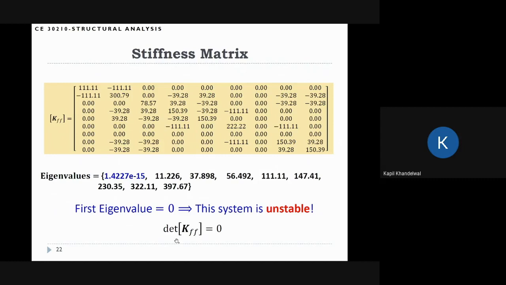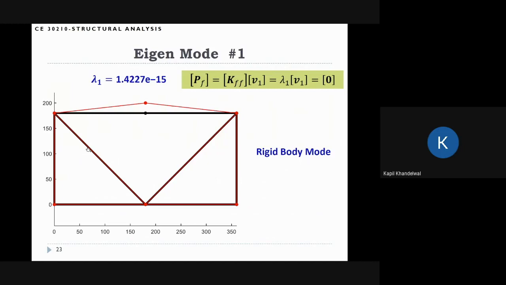And you can check that the determinant of KFF is going to be 0. So this system is not invertible. So we still have some issues here. And actually, you have a pretty good idea now of what the issue is. If we try to plot the first eigenmode, this is the first eigenmode. You can see that in this first eigenmode, the structure can still move as a rigid body. In this motion, there is no force that is required. So there is this kind of instability. Sometimes we call it an internal instability.